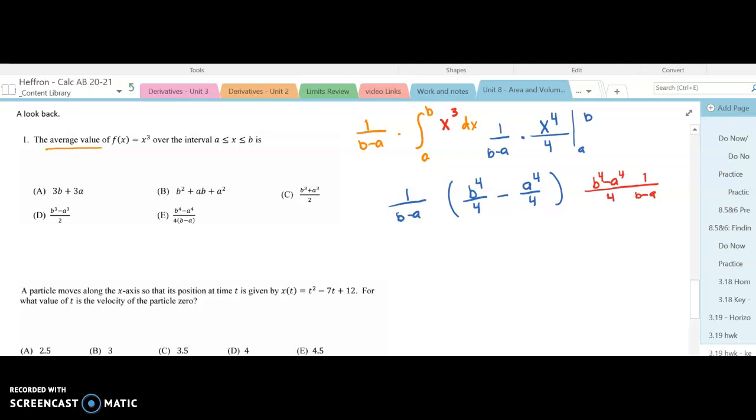This looks a lot like e, doesn't it? Because 4 times b minus a, and then b to the 4th minus a to the 4th. We don't need to write the 1. Easy peasy lemon squeezy.